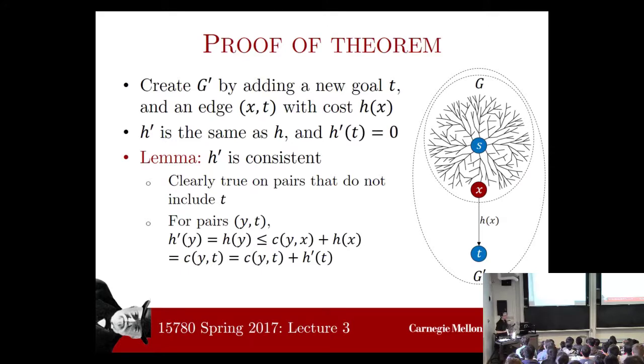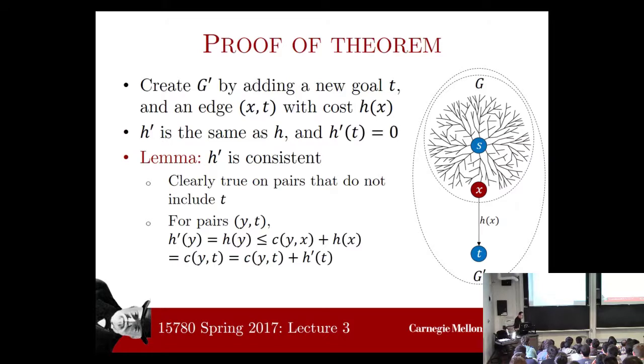Great. Okay, so this is the definition of consistency. And what we want to show is that H prime is consistent. So again, for every pair of nodes that already appeared in the original instance, we know that H satisfies this property. H prime is exactly the same as H, so obviously this property is still satisfied. One thing to note is the cost of getting between these two nodes is going to be the same as before, because the only edge we added is to this new node T. So what we get is, if X and Y were in the old instance, H prime is the same as H, C is the same, and this H is also the same, so everything is the same.